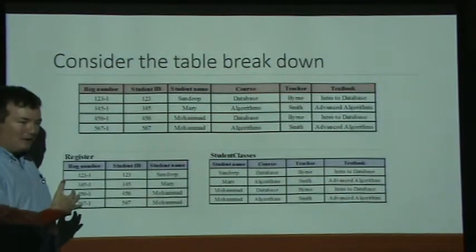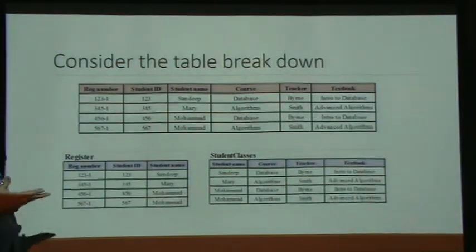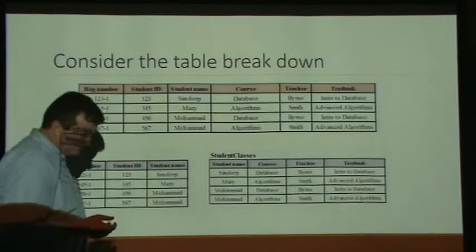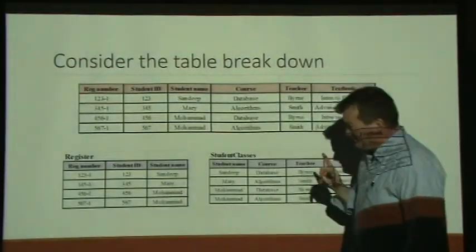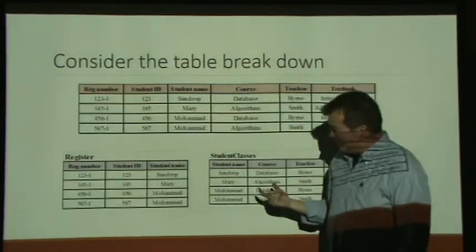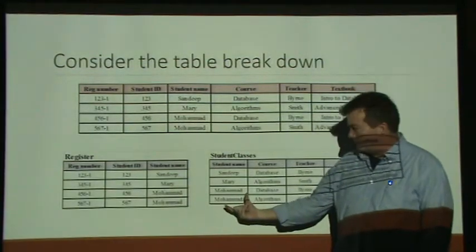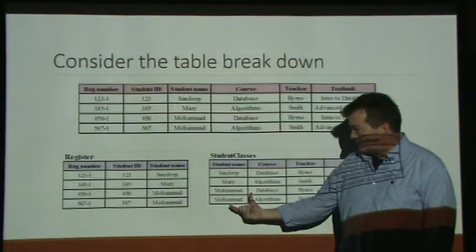Would this be a good way to join these 2 tables together? And if so, or if not, why? Student name might not be a unique value. Right. So what probably would have been a good column here? Student ID maybe, or registration number.